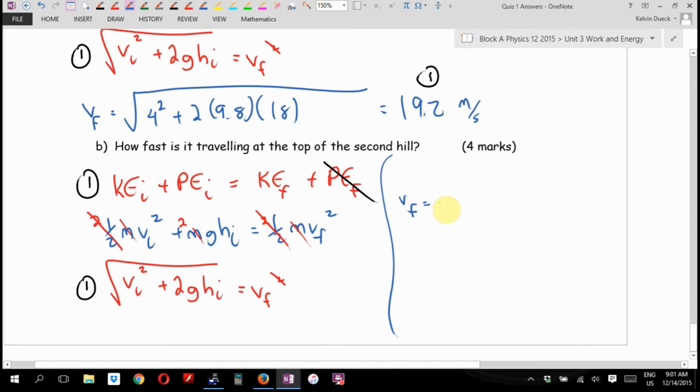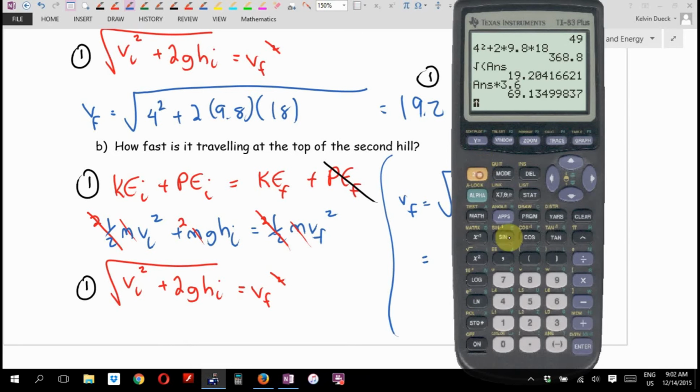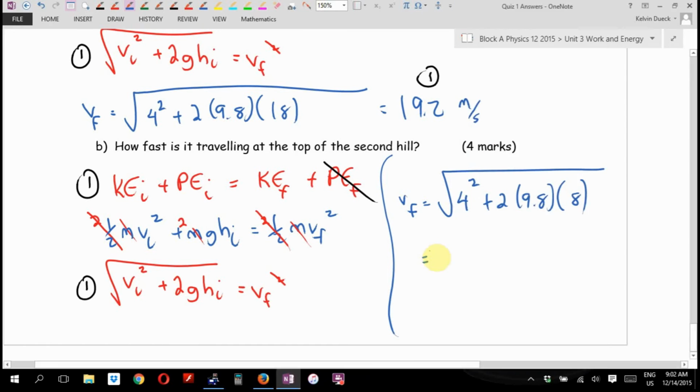So, I think I'm going to get this. V final equals the square root of 4 squared plus 2 times 9.8 times the change in height, 8. This is so clever because I can even just go backspace on my calculator. All I have to do is delete the 1. And then square root of that. 13, is it 13.1? Meters.